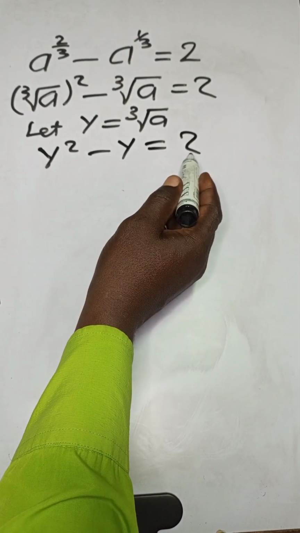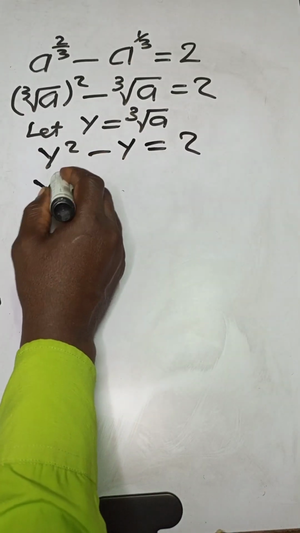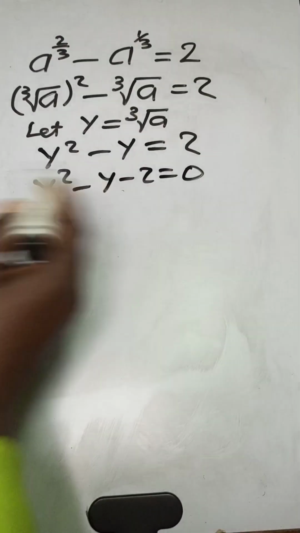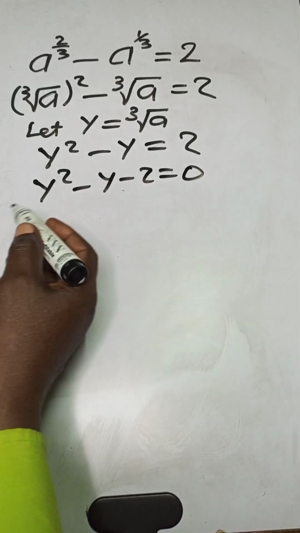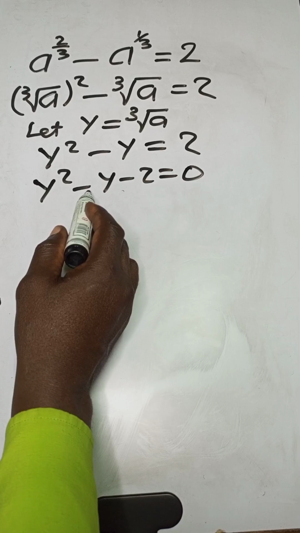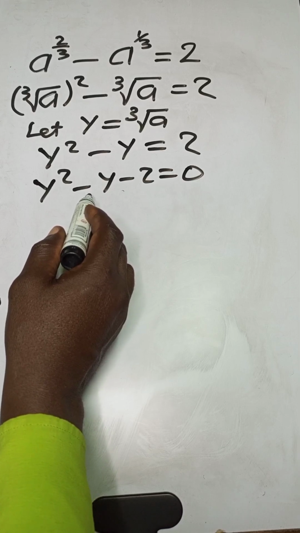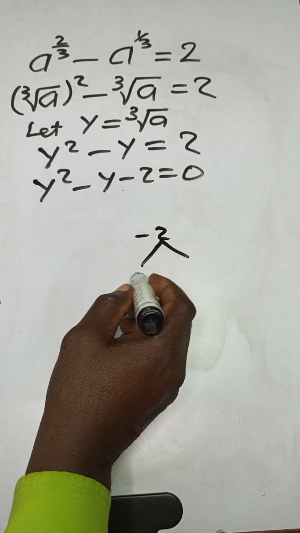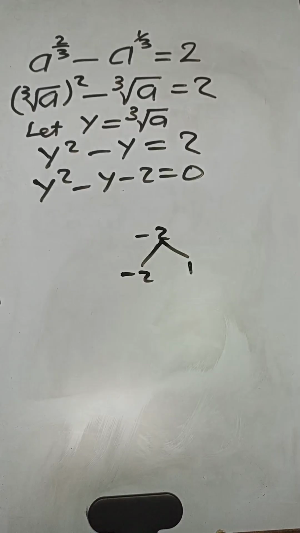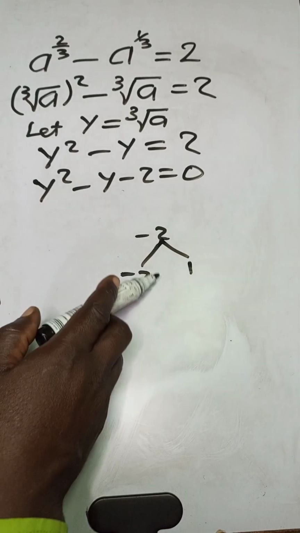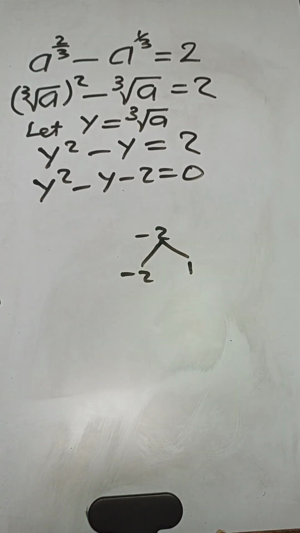Let's just take this 2 from the right hand side into the left hand side. And so we have y squared minus y minus 2 is equal to 0. This is a quadratic equation. Solving this quadratic equation, all we need to do is to get 2 factors of -2 whose sum is -1. Those 2 factors will be -2 and +1. -2 times +1 is -2, and when we add -2 to 1, we get -1. And so this choice of -2 and 1 is correct.